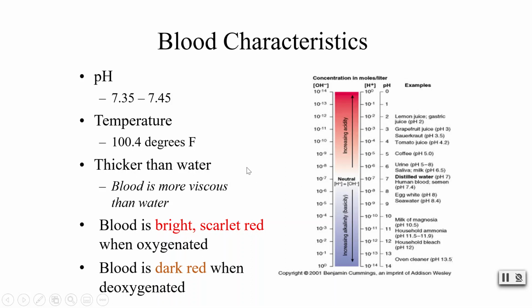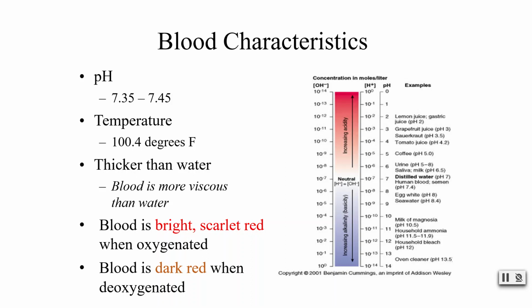The temperature of blood is a little bit higher than normal body temperature. Blood should be approximately 100.4 degrees Fahrenheit. We get this extra heat from not only the blood moving around in the body, but also the fluid, the plasma. We can store heat that way as well.